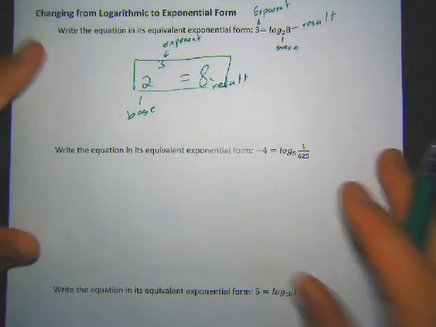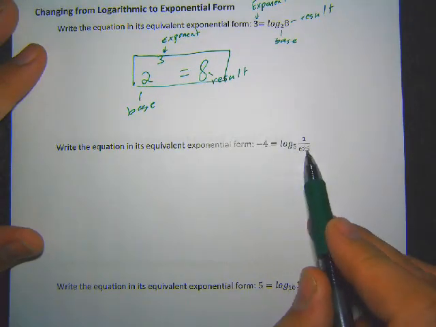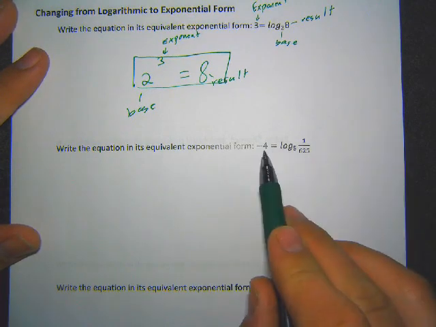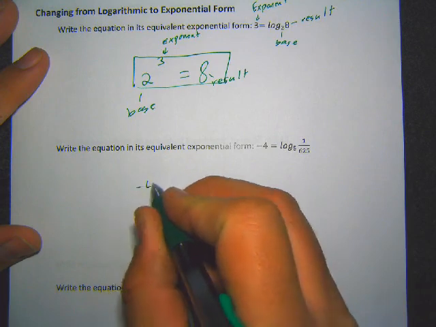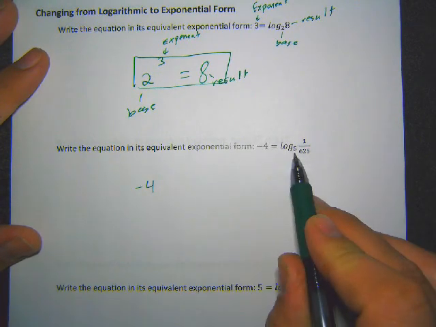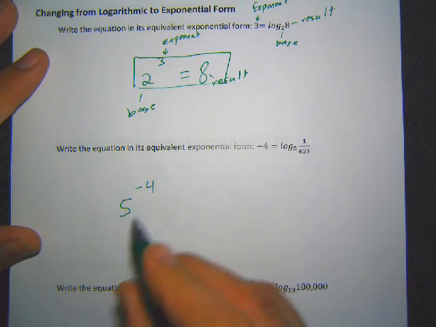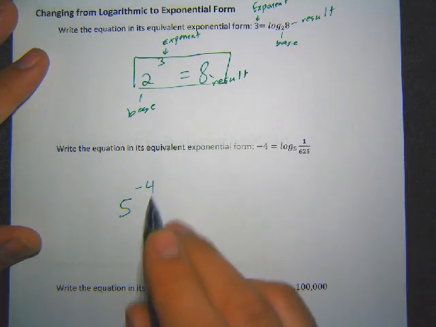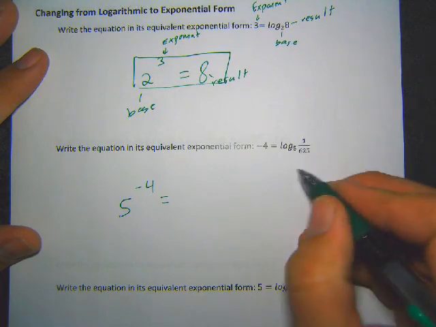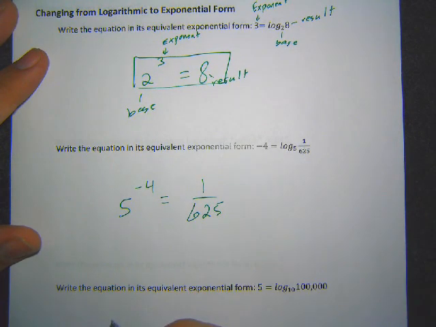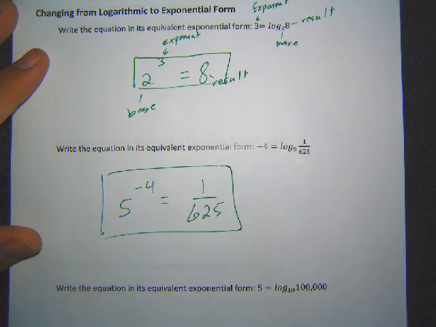Let's try another one. So negative 4 equals log base 5 of 1 over 625. So again, the answer to a log is always your power. So I'm going to have negative 4 as my exponent. What's my base going to be? Well, the base is the base of the log. So the base here is the 5. So 5 to the negative 4th, because this is my exponent, that's my base. 5 to the negative 4th should give me some result. Well, it should give me 1 over 625. So 1 over 625 is the result I should get. That is the exponential form.